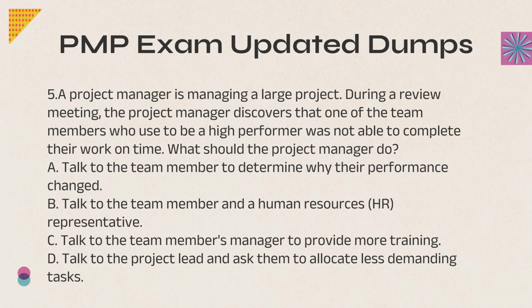A. Talk to the team member to determine why their performance changed. B. Talk to the team member and a human resources (HR) representative. C. Talk to the team member's manager to provide more training. D. Talk to the project lead and ask them to allocate less demanding tasks.